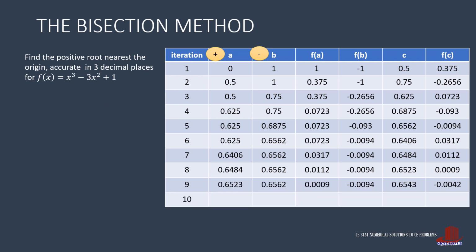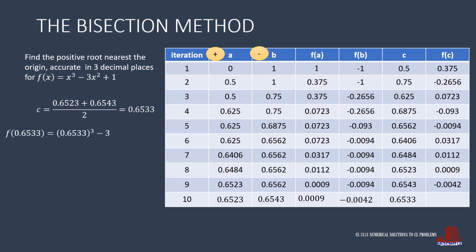Continue with the iteration with b as 0.6543 and f of b as negative 0.0042. a is 0.6523 with f of a as 0.0009. c at this point is taken as 0.6533 with f of c computed as negative 0.0016. Again, f of c turns out as negative, so c replaces b.